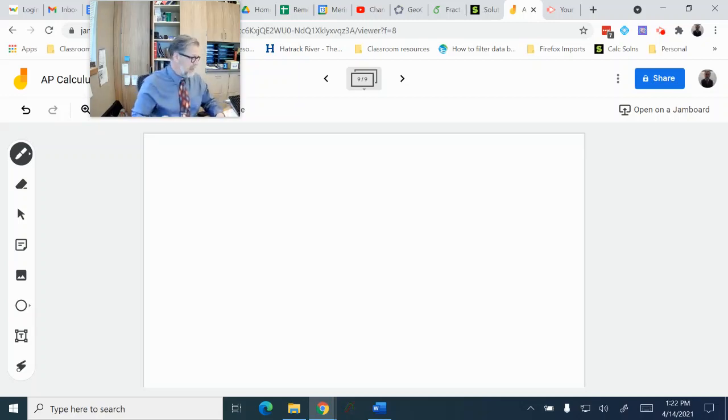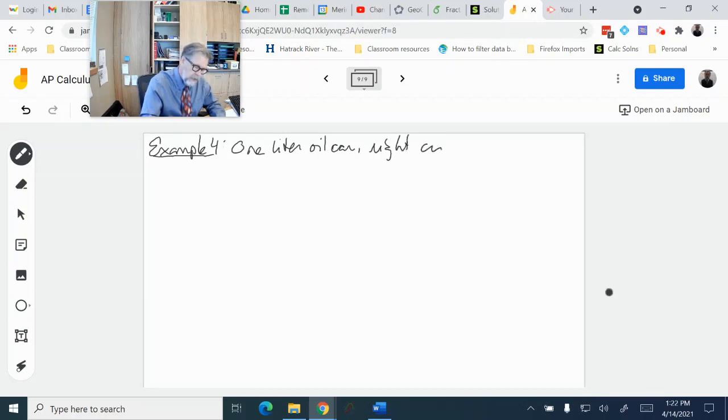Design a can. Example 4, designing a can. Here's what we are told. We want a 1-liter oil can. It is designed as a right circular cylinder. And we want to minimize the material use.